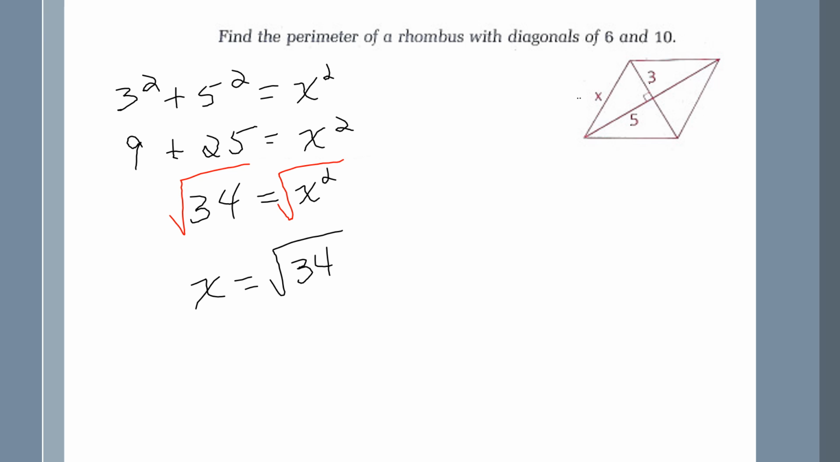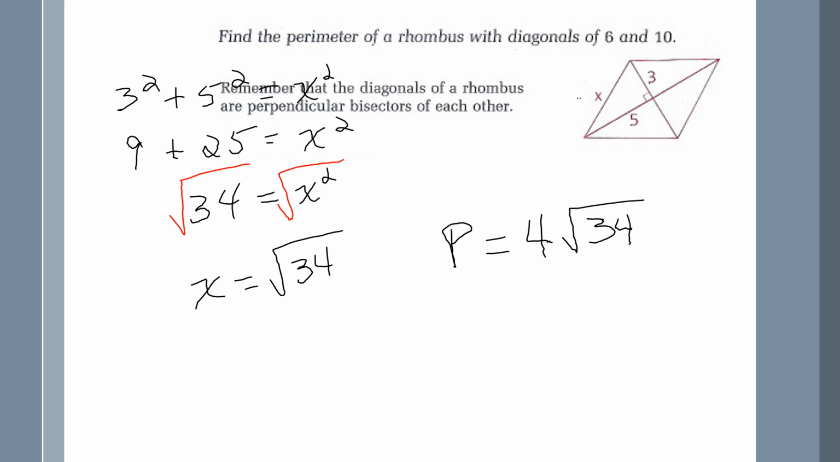Well, in this case, we really can't do anything to simplify the square root of 34. The factors of 34 are 2 and 17, both prime numbers, so we can't do any further work with that. So what we can just write is this. The perimeter is equal to 4 times the square root of 34. How do you like that? Nice.